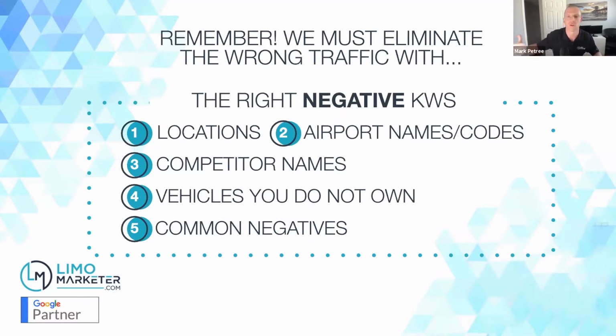So if at most you drive, let's say 3 or 4 hours from where you're located, then pretty much in that radius, you don't want to have any of your negative keywords in that radius. But outside of that radius, you want to add all of those major cities. You also want to add airport names and airport codes as negative keywords. You want to, and this is controversial, you want to add your competitors as negative keywords.